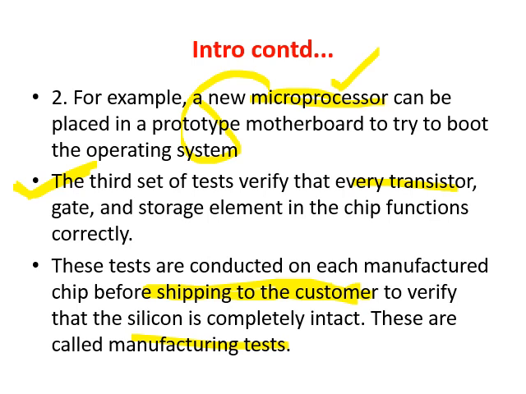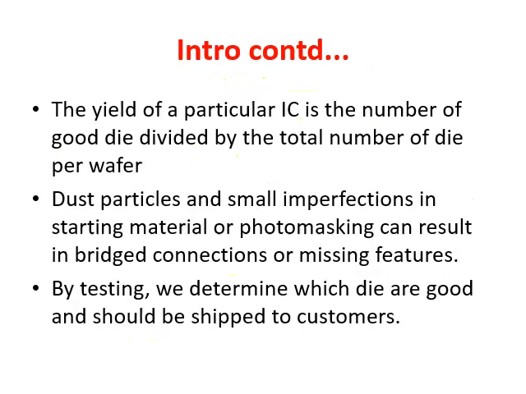So the third type of test will try to debug transistor-wise or gate-wise if there are any errors. Now the yield of a particular IC, here we are speaking of yield. What is yield? It is the output or the success rate of the manufacturing. The yield is the success rate of the manufacturing. So it is the ratio of good die divided by total number of die.